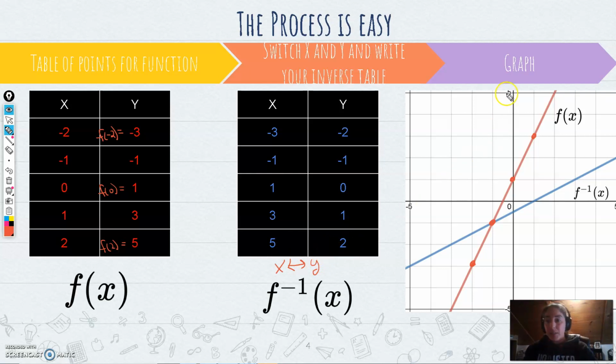And then step 3, just graph. So -3, -2, -1, -1, 1, 0, 3, 1, and 5, 2. Draw your lines, and there it is, your function and your inverse all on the same graph. That's it, super simple. I'm a huge advocate of graphing via a table, especially if you're not sure. Otherwise, we have to go through like, oh, this is a parabola, where's the vertex, where's the line of the axis of symmetry and all that. No, just make the table and then make the inverse table.